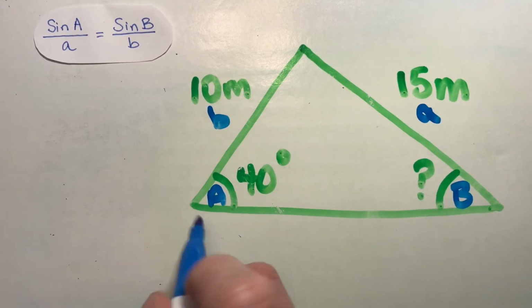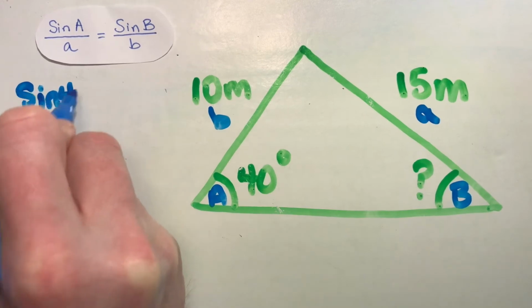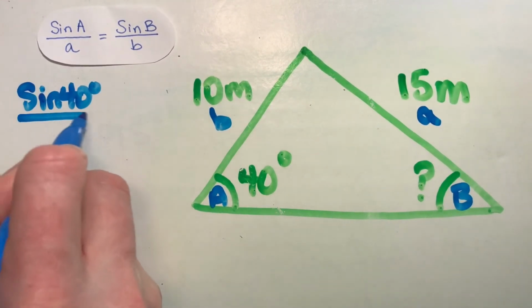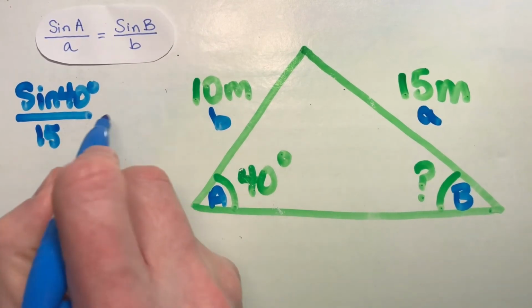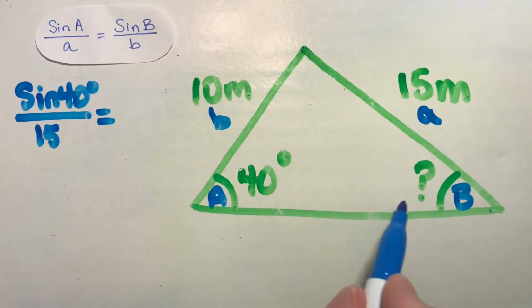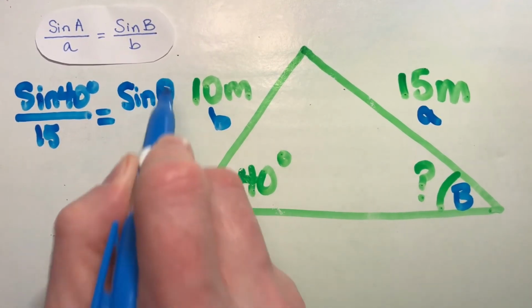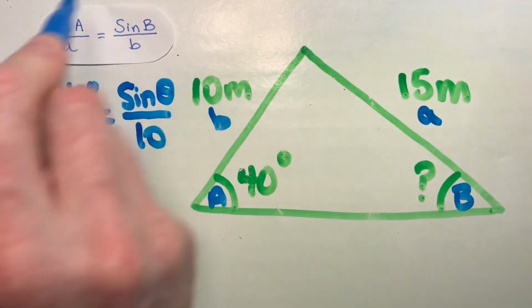Plugging this information into our equation, I can now write down that the sine of 40 degrees, which is angle A, divided by the side that it goes along with, which is the 15-meter side a, right there. And that's going to be equal to, keep our angles on top, so the sine of our missing angle, we'll put sine theta, and divide that by the side that it goes with, which is the 10-meter side.